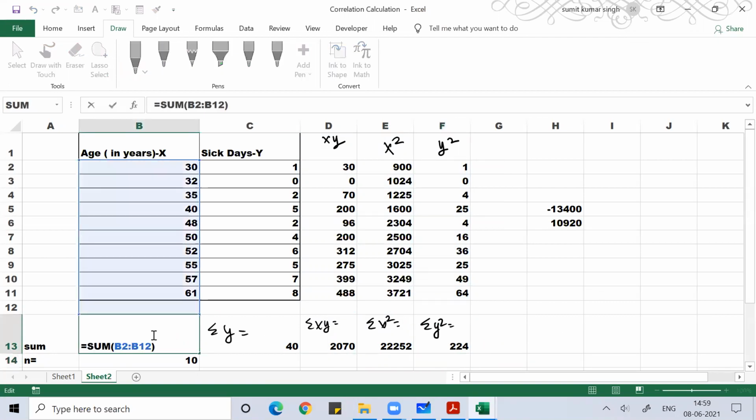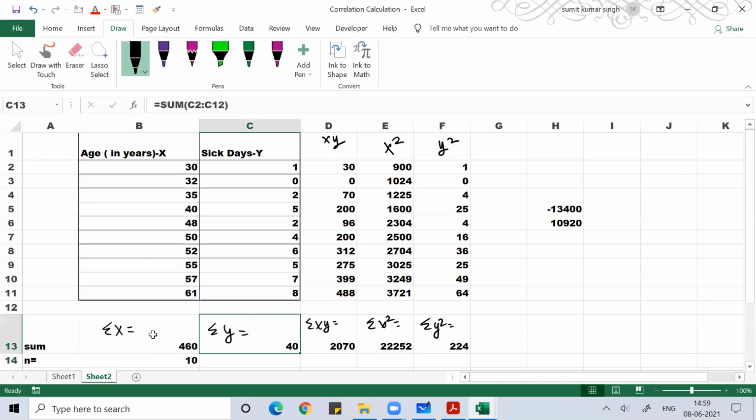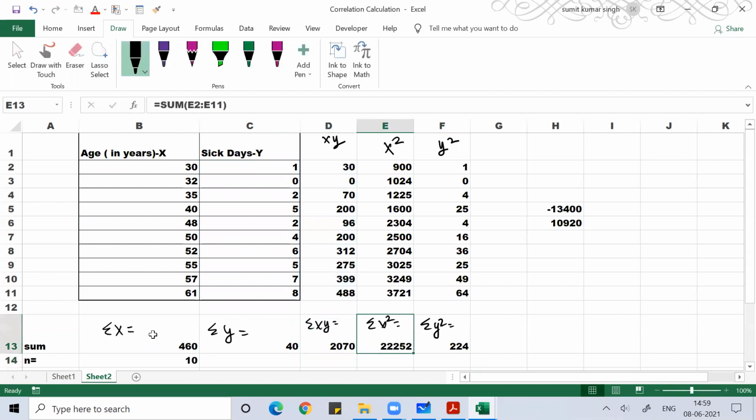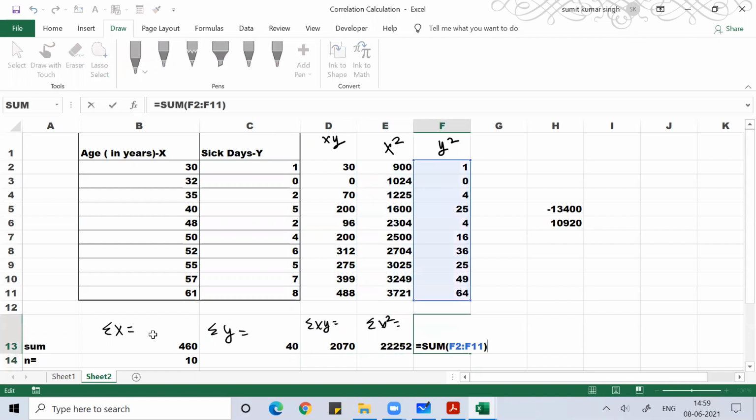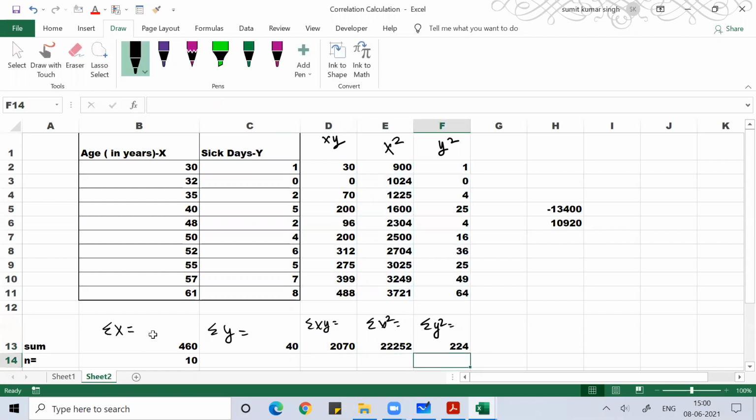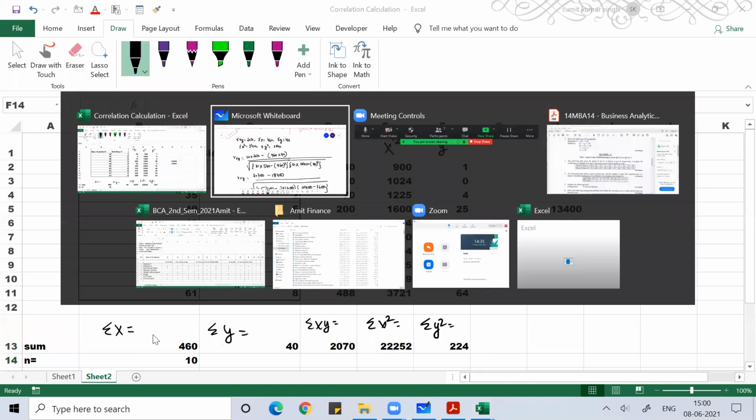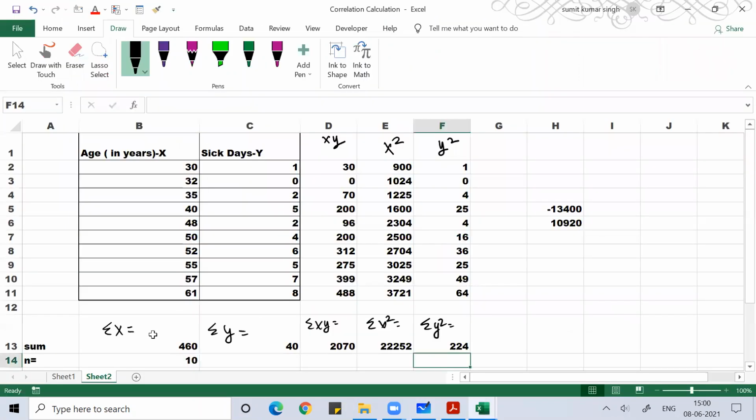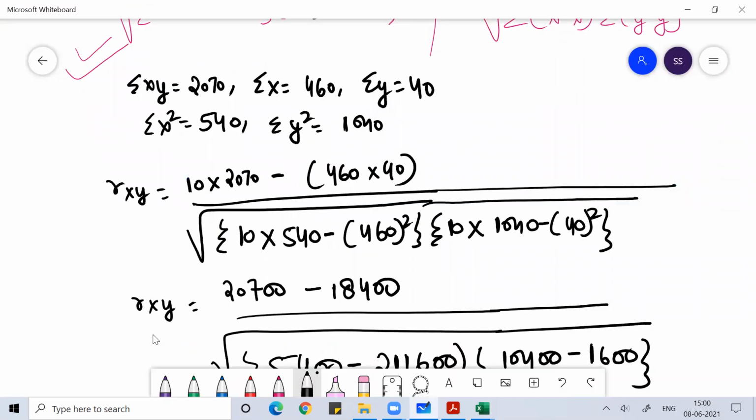Let me just confirm, guys. Excel error happened. That's fine. Then this is fine. So again, I need to do n summation of xy, which means 20700, then summation of x into summation of y, that was 460 into 40.